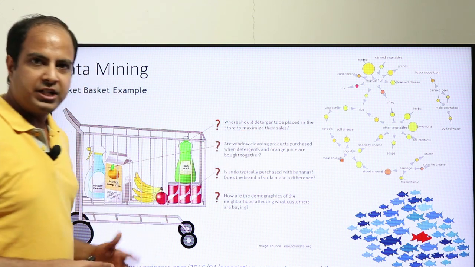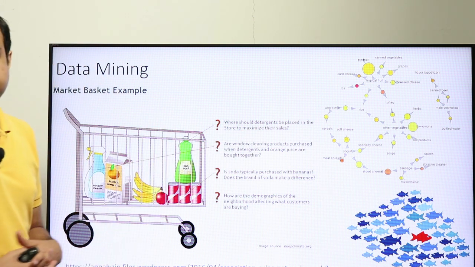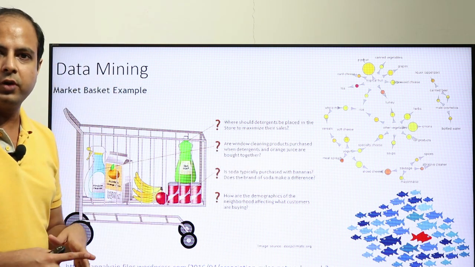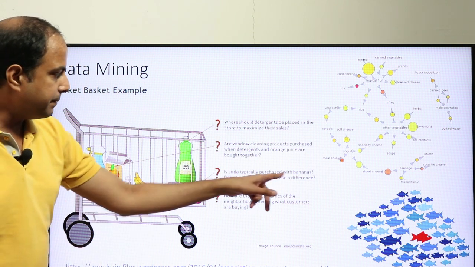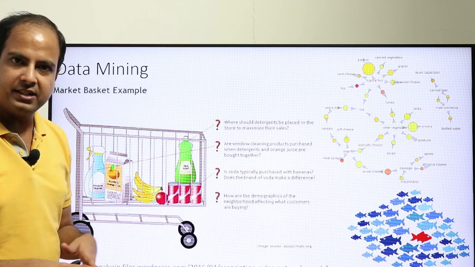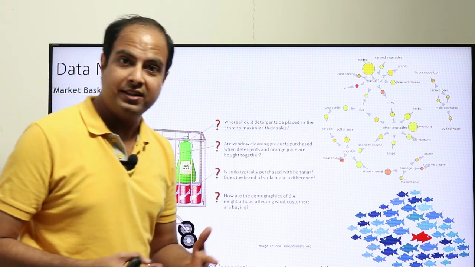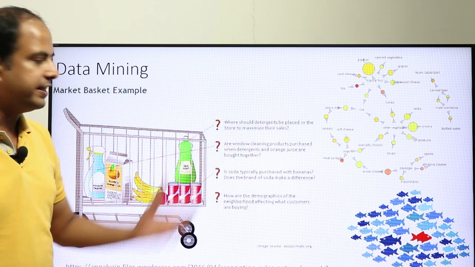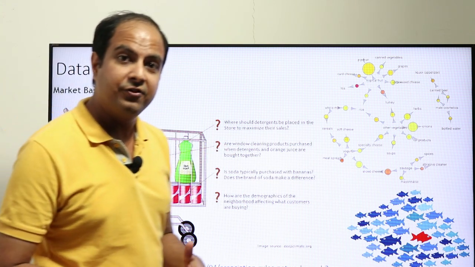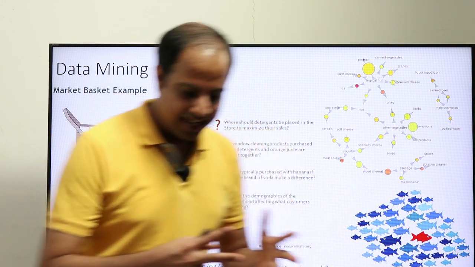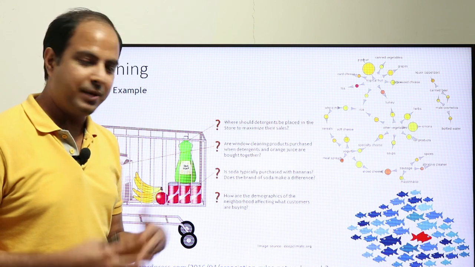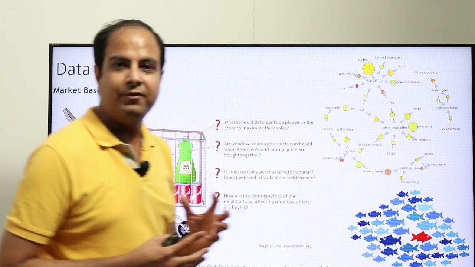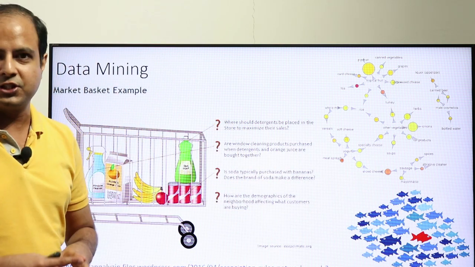to these questions. Where should detergents be placed in the store to maximize their sales? Or are window cleaning products purchased when detergents and orange juice are bought together? Or is soda typically purchased with bananas? Does the brand of soda make a difference? Right? Are diapers and beer purchased together? The interesting aspect of all of these is that patterns in these things being co-bought can be nicely tied with different stages in a person's life. So if this guy has just had a baby, they want to buy diapers, but hey, they also buy beer. So essentially, beer and diapers then become a very co-occurring theme in this person's buying history, right?